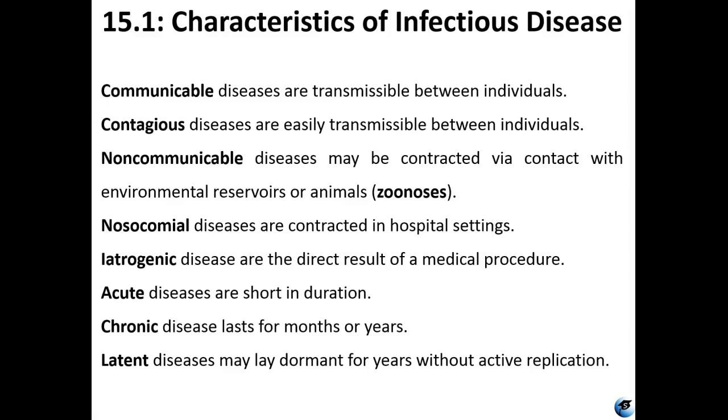Non-communicable diseases can be contracted via contact with environmental reservoirs or animals. So in other words, they need a vector, or they need some kind of fomite, some other method to be transmitted, not just person to person. Nosocomial diseases are contracted in hospitals. So these are hospital-acquired infections.